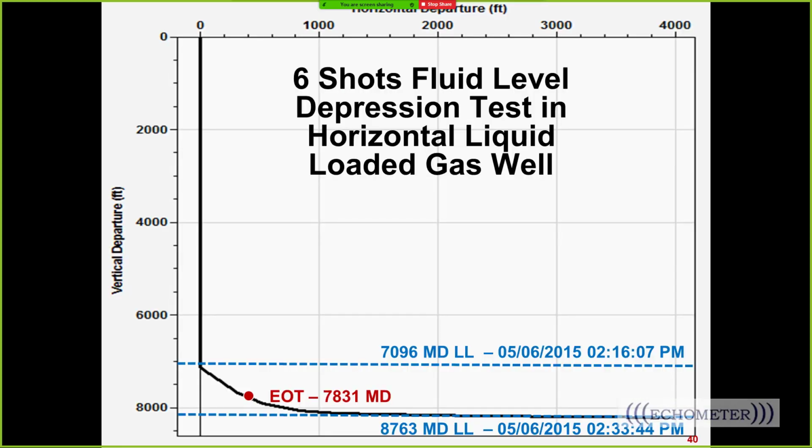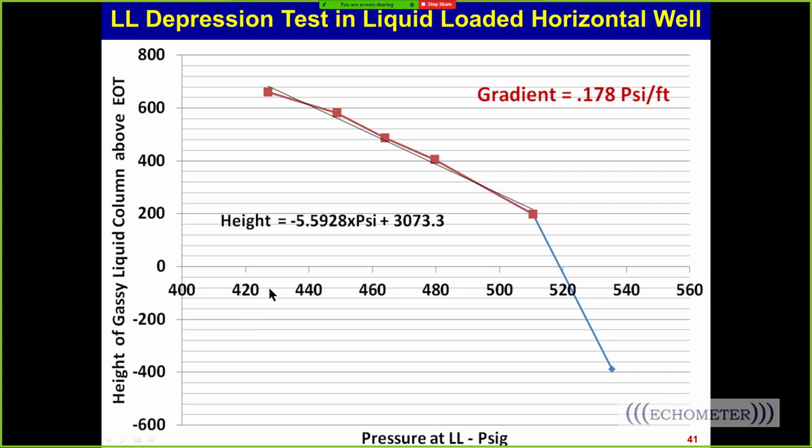So here's a well that we shot fluid levels on, and it's vertical down to the kickoff point, and then it has a deviation below the kickoff point, and there's our end of tubing. And so this was a well where we shot 6 fluid level shots, and we were able to measure the gradient, and the gradient was a lot heavier than it would be if it's a vertical well, liquid loaded.